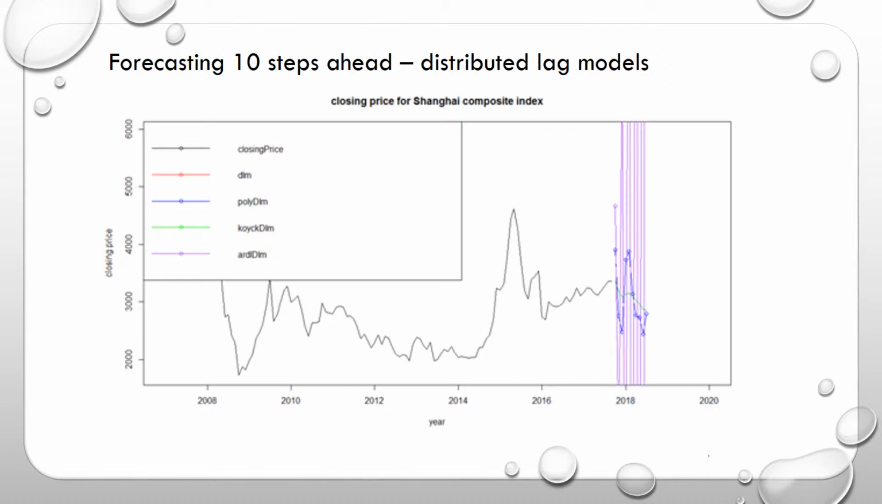We see the basic one and the polynomial one have the same value there, and this one is reasonable. But for the Koyck, it decreases in the 10 steps ahead, and for the autoregressive, it has a large change. We think they are not reasonable.